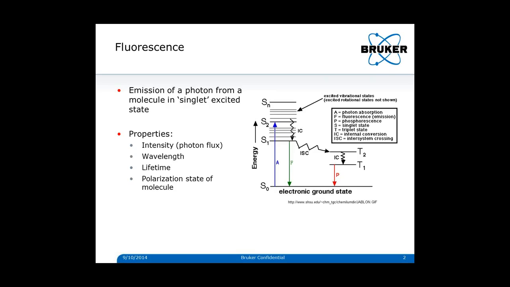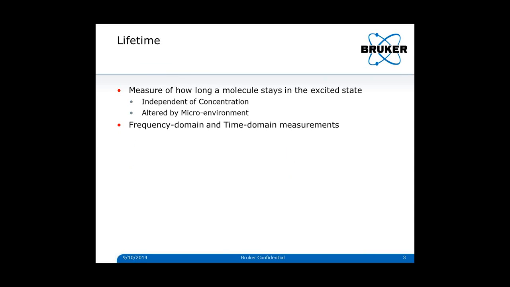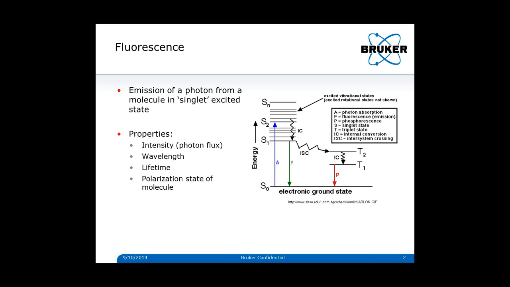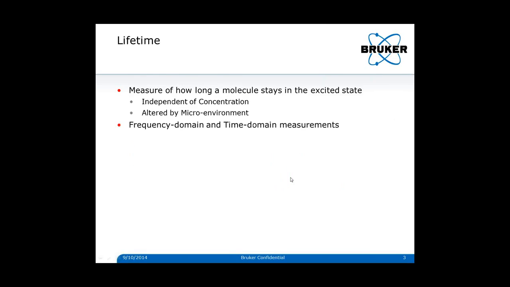A couple of other properties are lifetime and the polarization state of the molecule. And we're going to talk about lifetime here. Quickly, the lifetime is a measure of how long a molecule stays in the excited state. In simplest terms, it will be the difference in time between the absorption event here and the fluorescence event here. But it's actually not that simple because fluorescence is a probabilistic process.